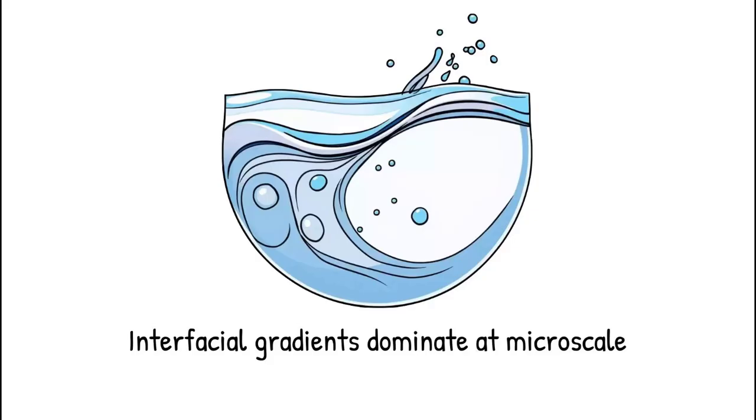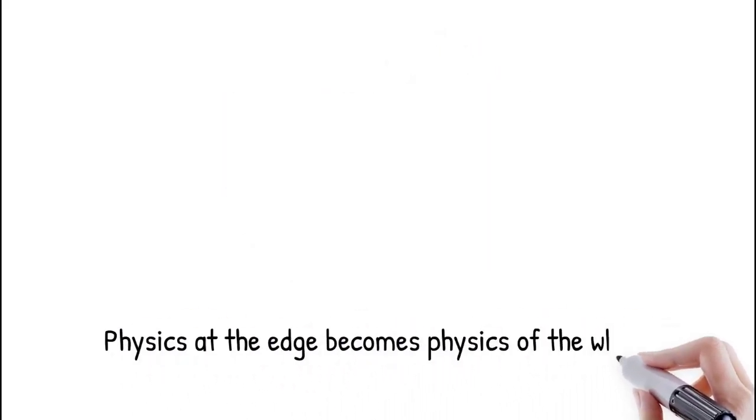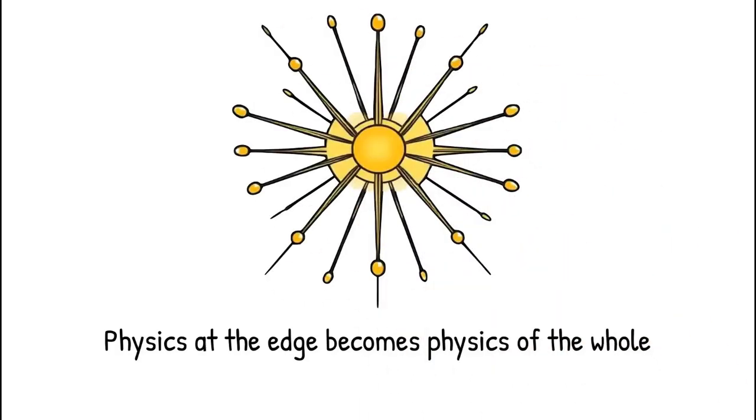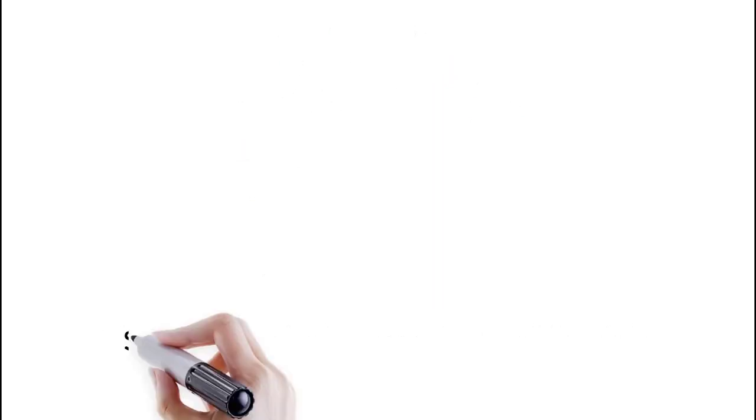The paradox teaches humility about scaling laws. Interfaces can create complexity from simplicity. Soap films display Marangoni flows that stabilize or destabilize film thickness. It is like a stage curtain that suddenly drives the play instead of just framing it.